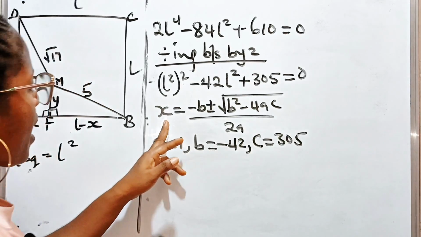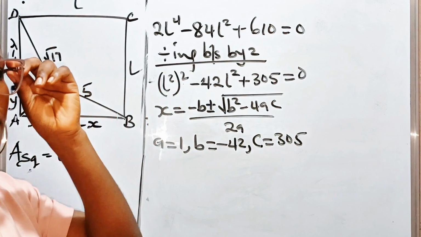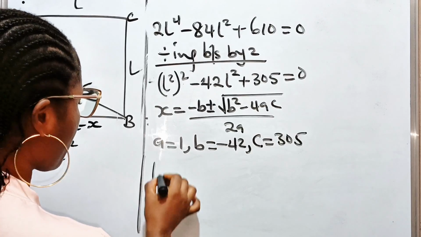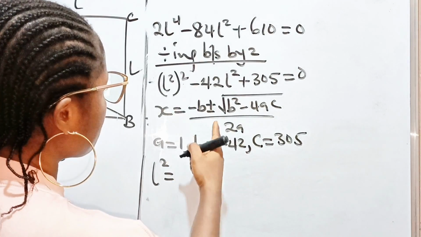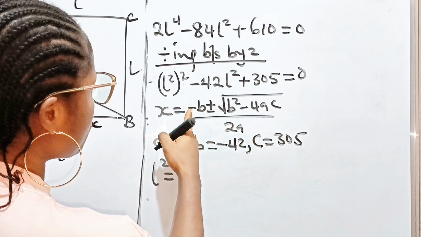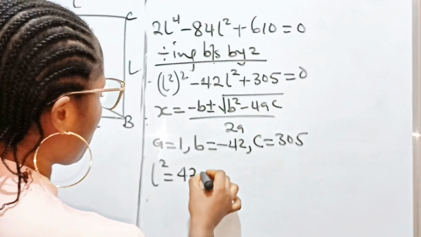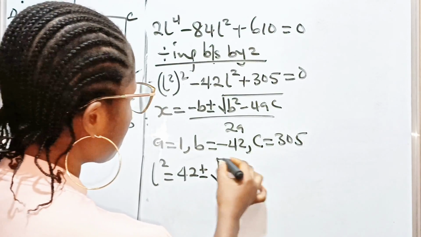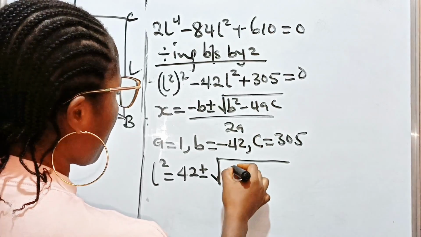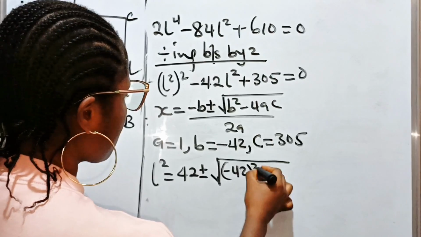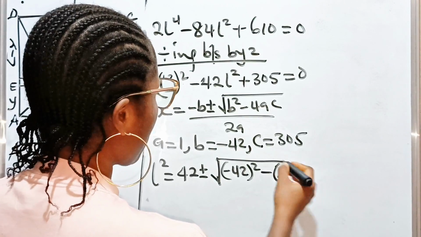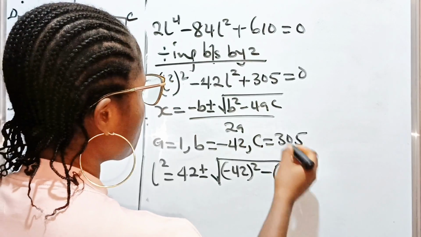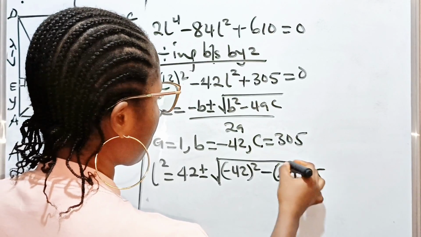All right, now our x in this case is L squared, right? That is what we are looking for. So L squared will be equal to minus, will be plus. So we have 42 here, plus or minus square root of minus 42 squared, okay, minus 4 multiplied by a, which is 1, multiplied by c, which is 305.